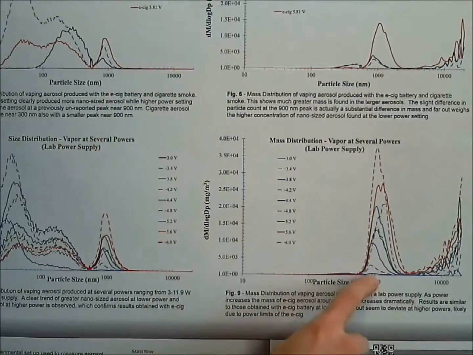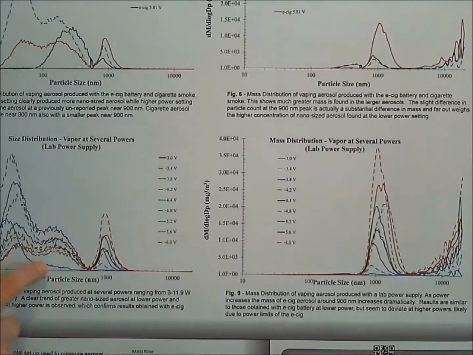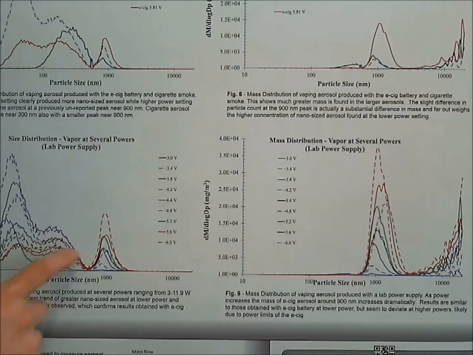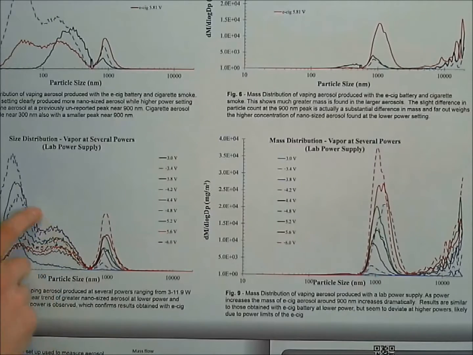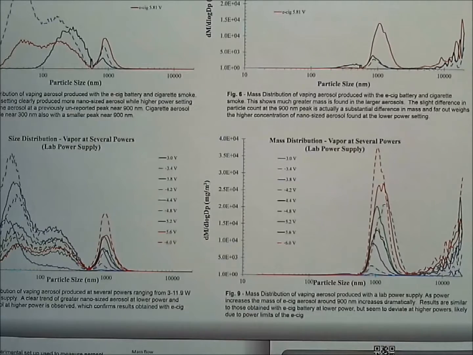The rapid increase in particle count concentration and particle mass at approximately 1 micron is likely due to kinematic coagulation. This is because as we generate high concentrations of nano-sized aerosols, they bump into each other, they coalesce together, and they become a slightly larger particle.